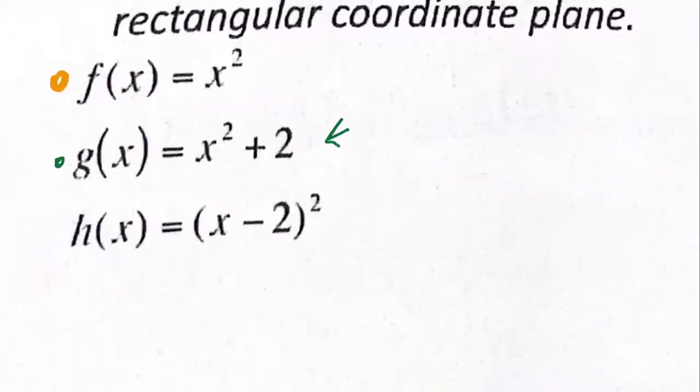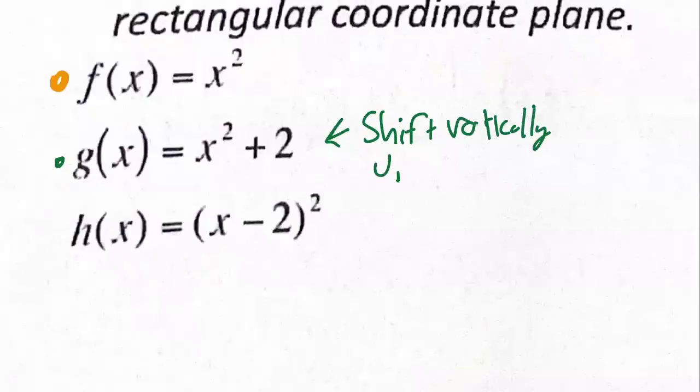This means I'm going to take my parent function and shift vertically up 2 units. So I'm going to take my original parent function and shift it up 2 units. At the origin, 0, 0, if you shift it up 2 units, it's going to be 0, comma 2. 1, 1, shifting it up 2 units will be 1, comma 3. And then negative 1, positive 1, shifting it up 2 units, we'll have it right there.